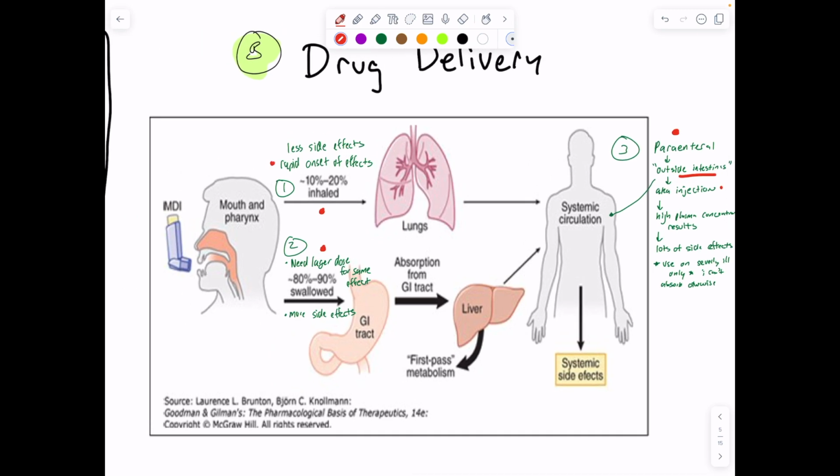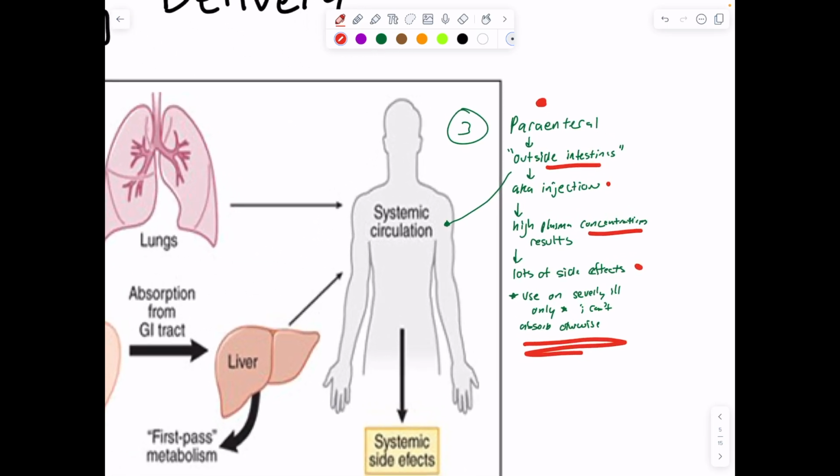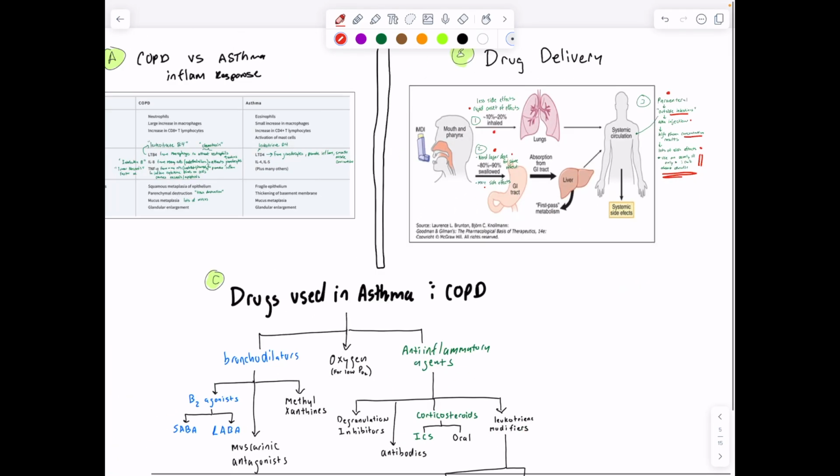For inhalation, you have rapid onset of effects, right? This is why we typically use our short-acting beta agonists with our inhalers. And then for the oral method of taking in, swallowing, you need a larger dose for the same effects, and you have more side effects. And then injections, aka parenteral, outside the intestines, is going to have a higher plasma concentration, and then you have even more side effects. So this is kind of a last resort for treatment of asthma and COPD. Use it on severely ill patients only who can't absorb the medication otherwise.